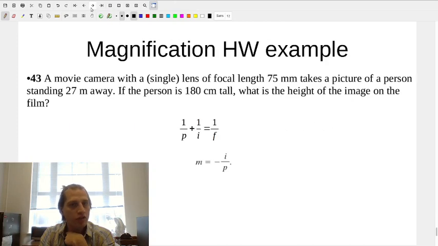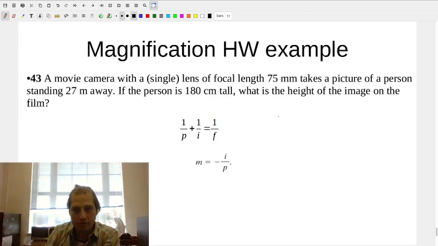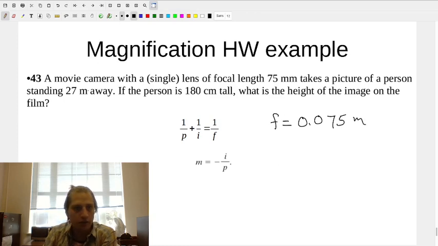So I want you to try a little problem with that for next time too. It says a movie camera with a single lens of focal length 75 millimeters. So F equals, and something is in meters, so let's just put everything in meters. 0.075 meters. That's the focal length. It takes a picture of a person standing 27 meters away.